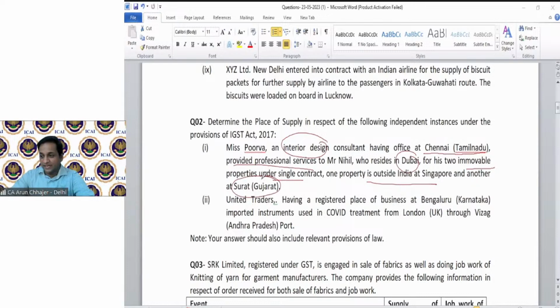Impressive, yeah. Sriram, Pranav, very impressive. The way you are analyzing the answer is really appreciable.